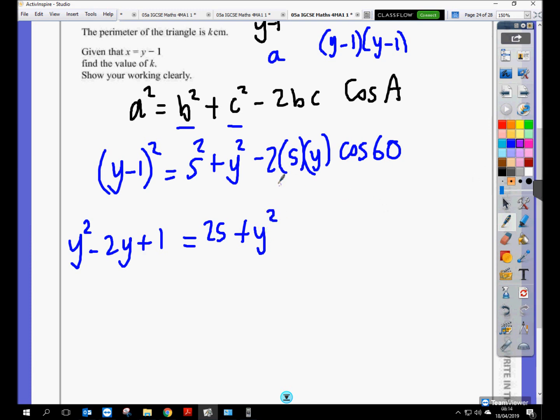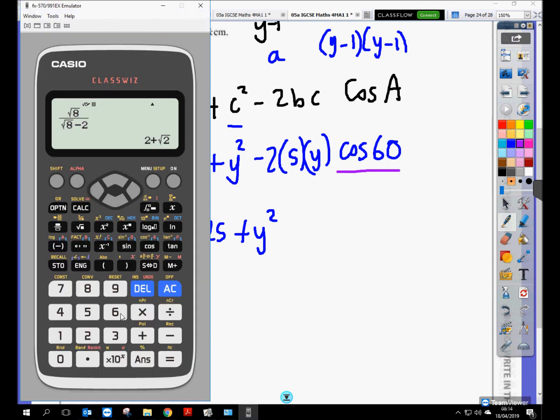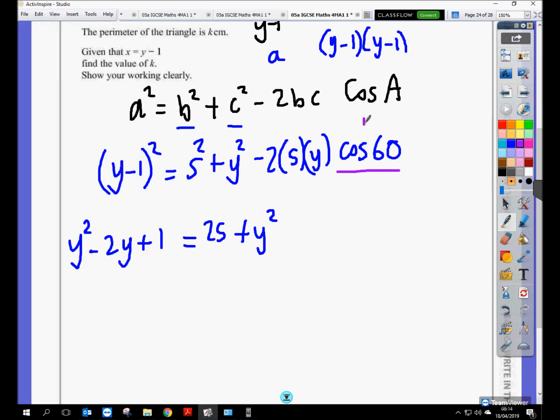Now let's have a look at this one. I want to know what cos 60 is. So just type in the calculator. Cos 60 is the same as a half. So this is a half. Just put a line through that. Now I know it's a half. So what I need to do is 2 times 5 times y times a half. Okay. 2 times 5 is 10. 10 times y is 10y. And then half of 10y is 5y. So we have minus 5y here.